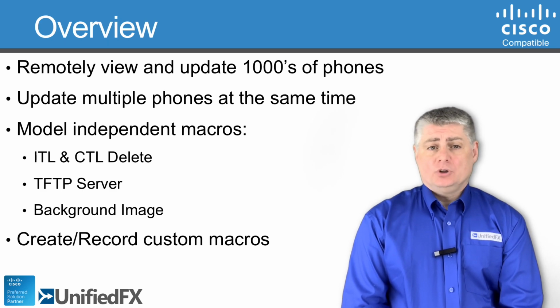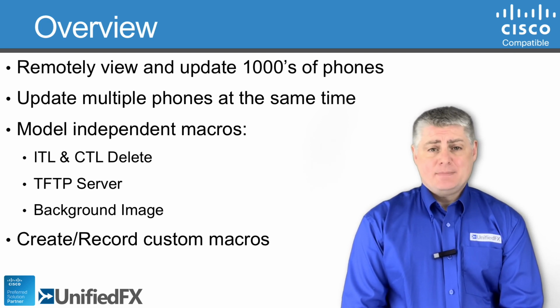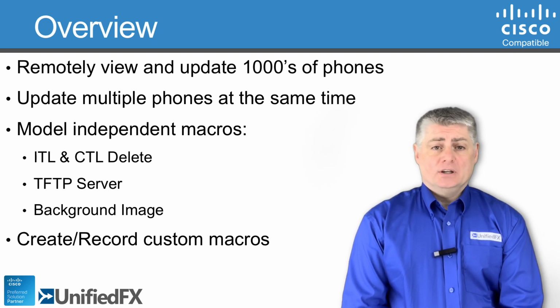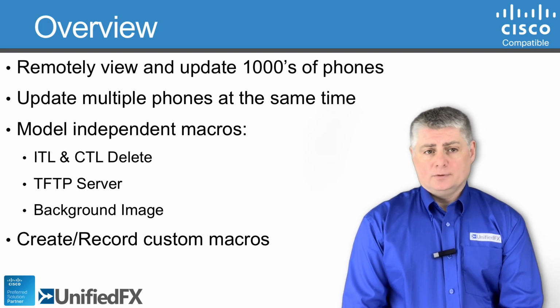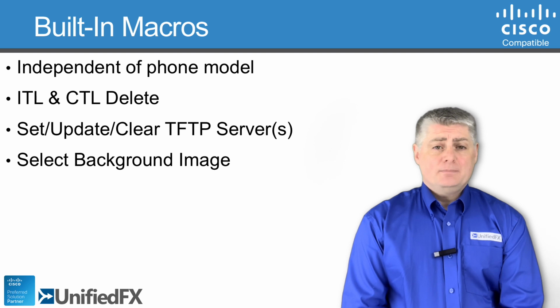With PhoneView, you can update multiple phones at once using a macro. A macro is a sequence of actions, the same actions that a user would perform locally, but sent remotely. You can use one of the built-in model-independent macros, or you can create your own. PhoneView's built-in macros can be used with a mixture of phone models.